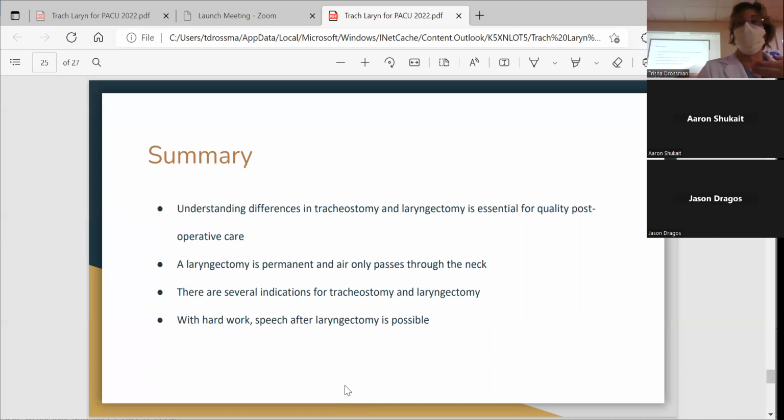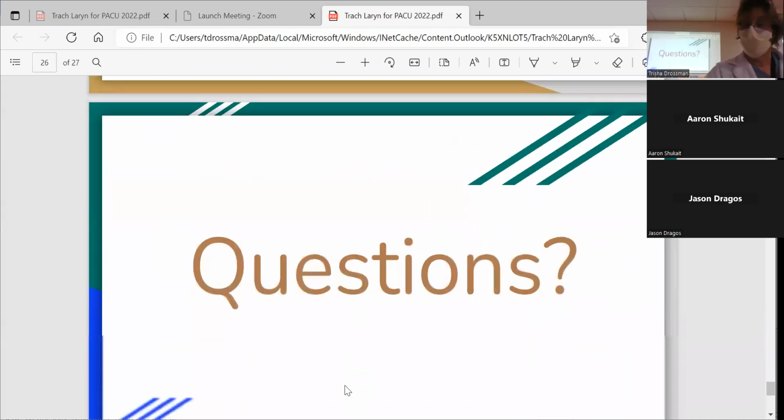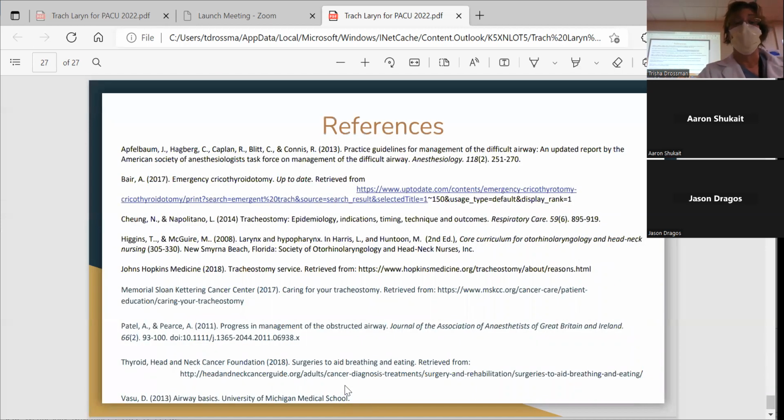Also, make sure you're checking that airflow. If you're feeling air exhale from the trach or from the laryngectomy, that's a good way to reassure that you're in the right spot with the trach. Or if you can pass the suction catheter without difficulty, then your trach's in the right spot. Yeah, that's about it. Sorry, I know it was a little quick and I kind of jumped to the end, but references are here.